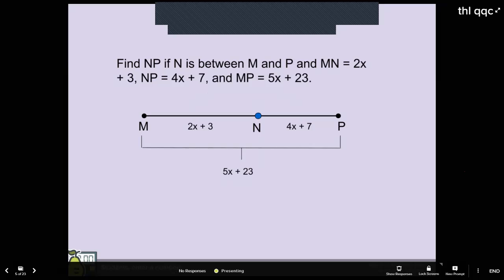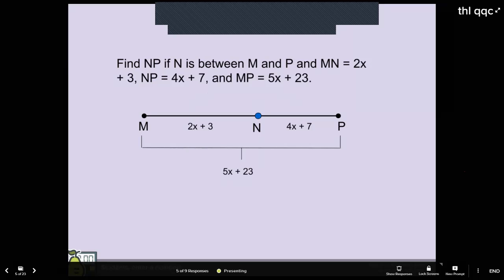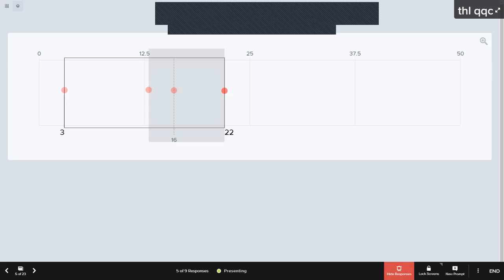Find NP if N is between M and P, and MN equals 2x plus 3, and NP equals 4x plus 7, and MP, the whole thing, equals 5x plus 23. All right, now I will give you guys a few minutes. I know there's quite a bit of algebra in there to do. So we will take a few minutes on this. All right, so we have answers that are kind of all over the place.